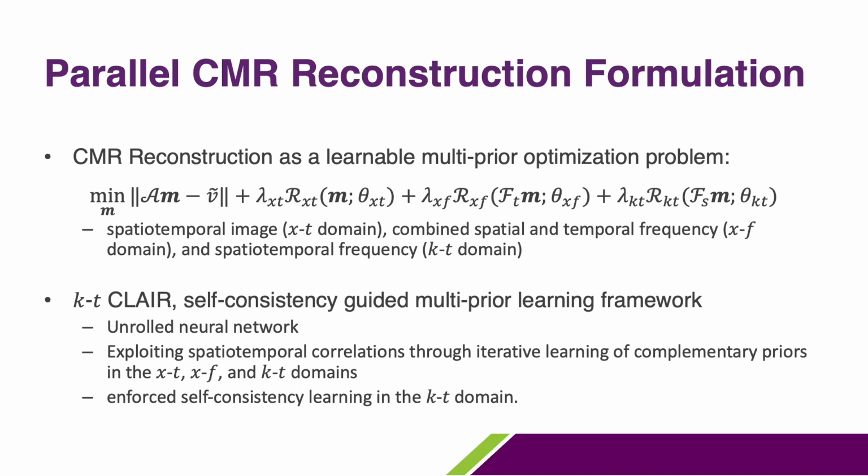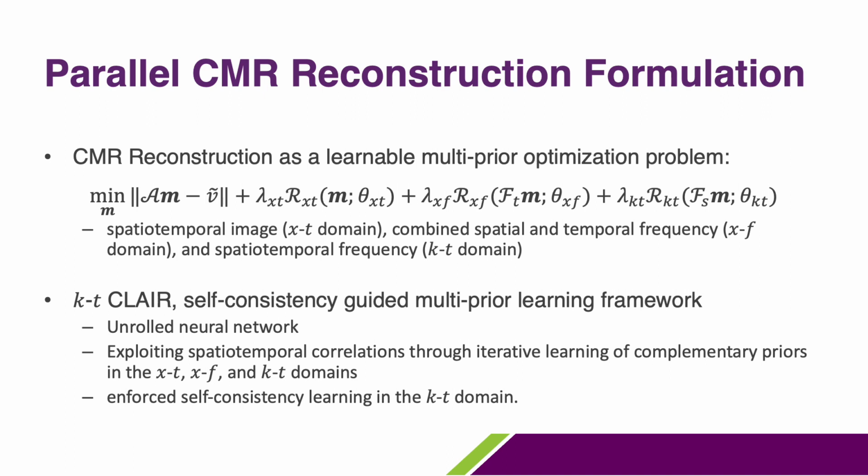To reconstruct accelerated CMR, we first formulate it as a learnable multiplier optimization problem. This formulation incorporates a data consistency term and 3 data-adaptive regularization terms to effectively constrain the reconstruction in various ways, facilitating high-quality image reconstruction even at high acceleration rates.